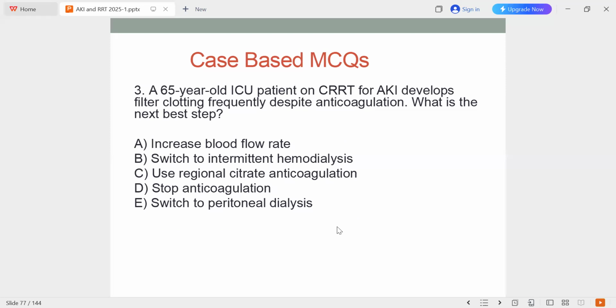All right. A 65-year-old ICU patient on continuous renal replacement therapy for AKI develops filter clotting frequently despite being on anticoagulation. What is the next best step for this patient? A, increase blood flow rate. B, switch to intermittent hemodialysis. C, use regional citrate anticoagulation. D, stop anticoagulation. E, switch to peritoneal dialysis.